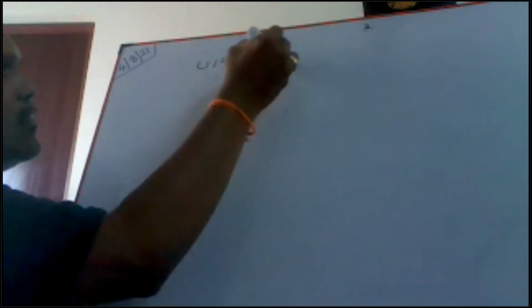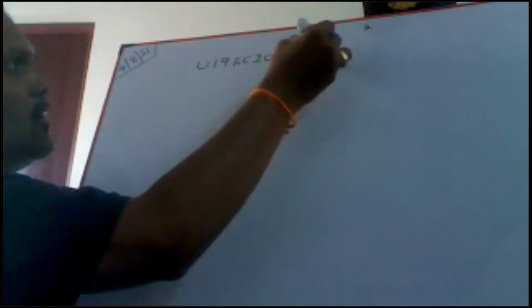I'll turn on the video. First, we will solve it. Is the board visible clearly? Any problems with the board? Okay, good. Thank you. So it is U19 EC 204, EMF.